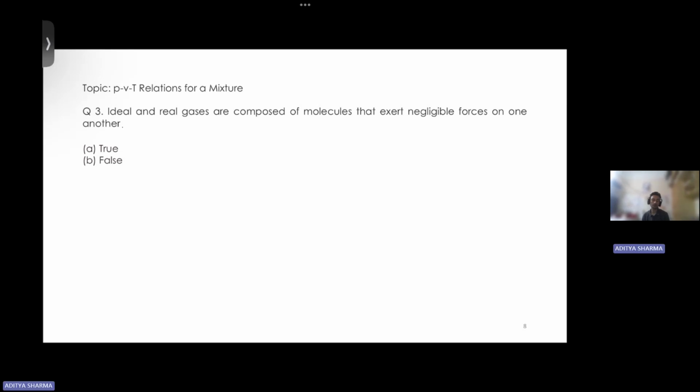So if the question says that ideal and real gases are composed of molecules that exert negligible forces on one another, in that case it's a false statement because molecules of real gases do exert considerable forces on each other, and because of that only we have different models to define the real gases. Okay, so this is a false statement.